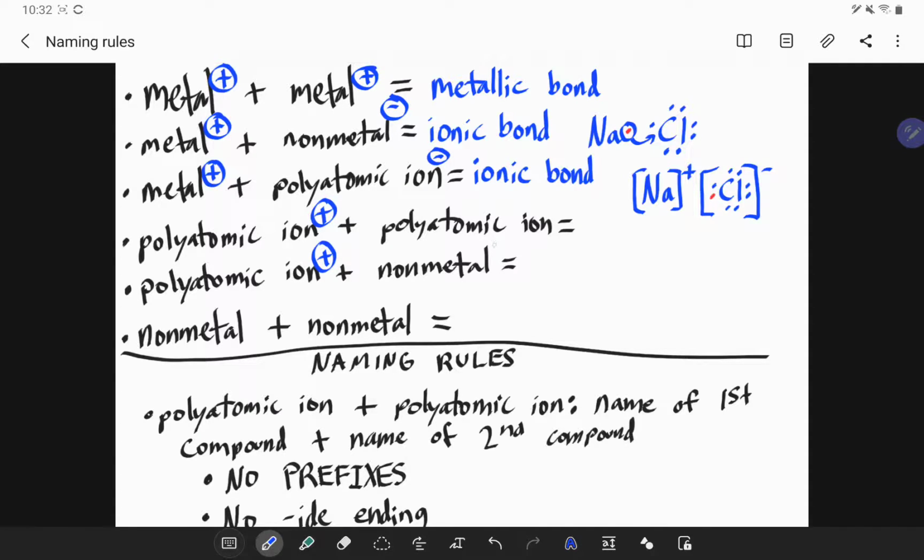Nonmetals, except for hydrogen, always form negative charges. So we're just kind of filling in some of these extra ones. And then we probably notice a trend that the second element in a bond is always a negative charge. So that might have been a little bit confusing, but we'll just leave it in simple terms for us. A polyatomic ion bonded to another polyatomic ion is always going to form an ionic bond. So if you just want to memorize that, you should be fine.